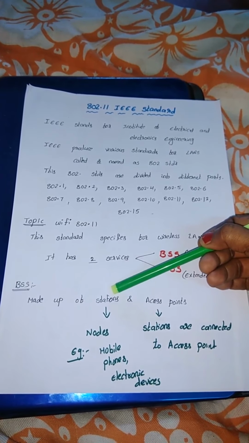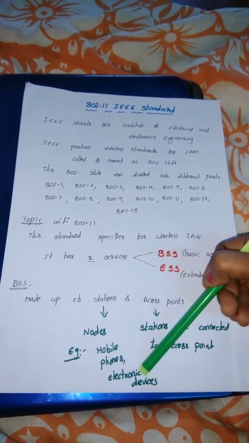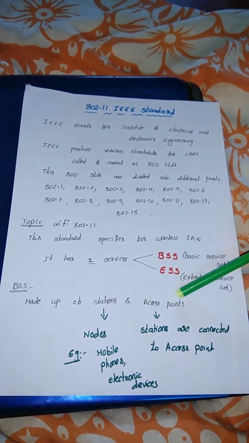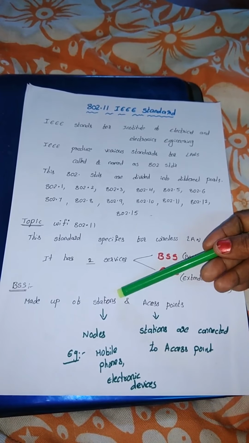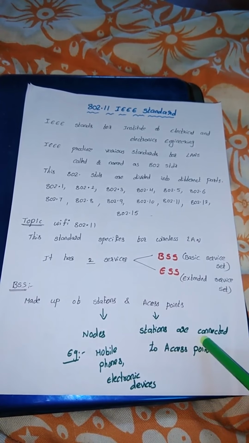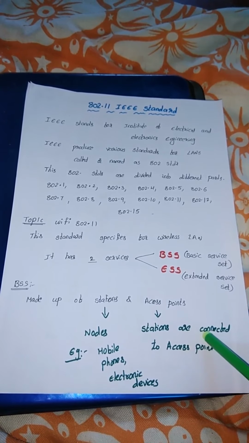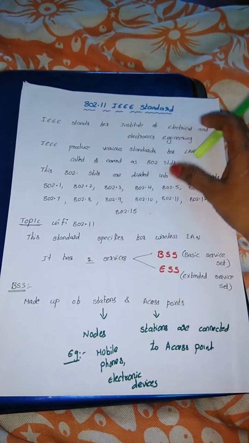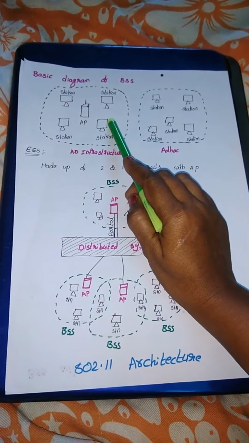What do you mean by station? A station is nothing but a node. Examples of nodes are mobile phones and electronic devices like laptops, desktops, etc. And access points are the points where all the stations are connected in one communication line. Simply put, access points are stations which are connected. Let us go for the basic diagram of BSS. So this is the basic diagram of BSS.